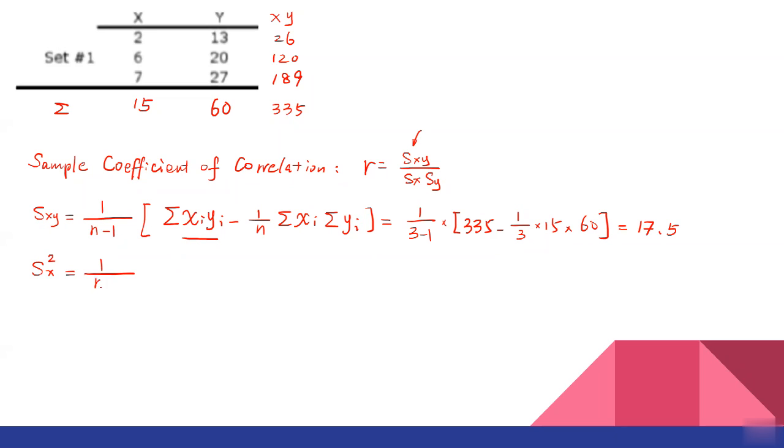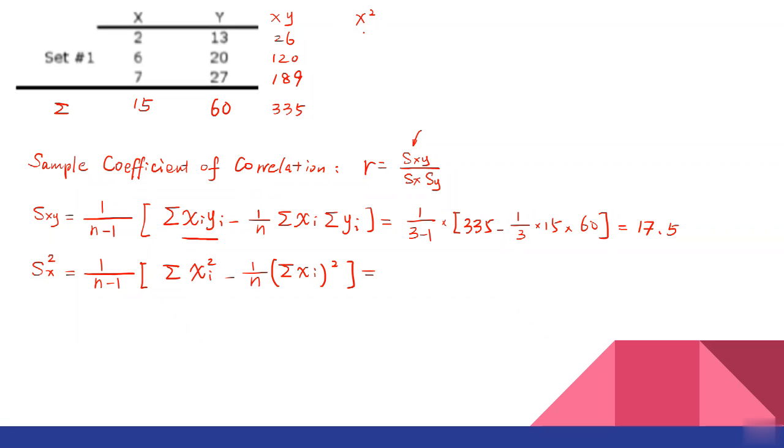Remember that the formula used to calculate the variance is 1 over n minus 1 times the sum of all x squared minus 1 over n times the sum of all x's as a whole to the second order, right? So here we need the sum of x squared. So we need to put another column called x squared.